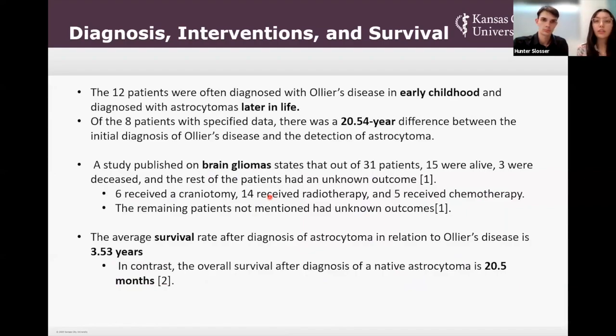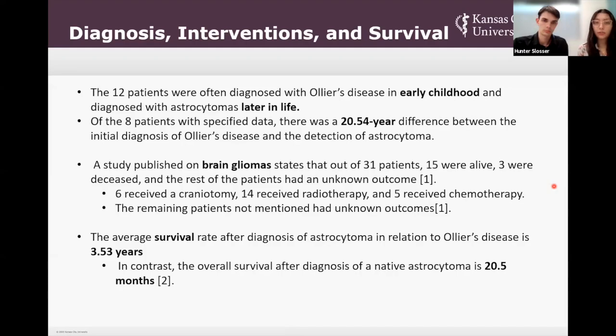The patients that were diagnosed with Ollier's disease were diagnosed very early in childhood, and then much later in life they were diagnosed with the astrocytoma. It was found that there was a 20.54-year difference between these diagnoses.